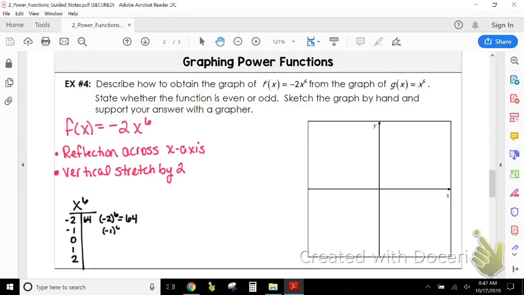What's negative 1 to the 6th? 1. What's 0 to the 6th? 0. What's 1 to the 6th? 1. And what do you think 2 to the 6th is going to be? 64. Good. All right, so let's kind of graph these. So we got negative 1, 1, 0, 0, 1, 1. And then 2 is going to be down at negative 2 and positive 2, down at negative 64. So they're going down really quick, aren't they?